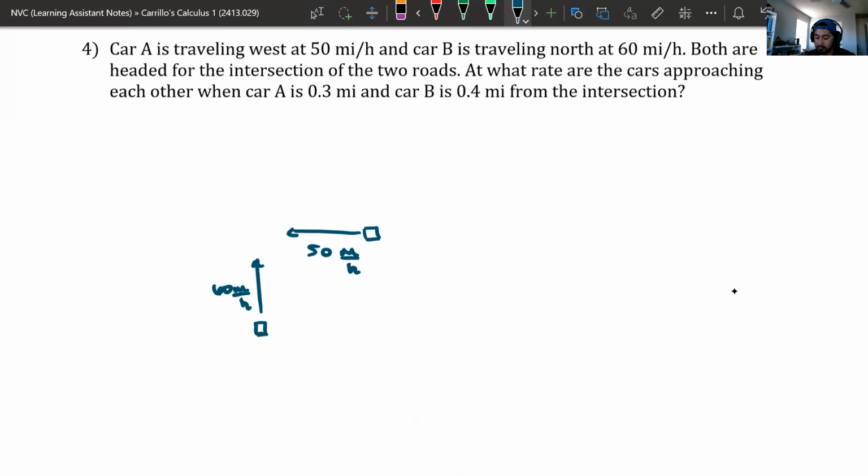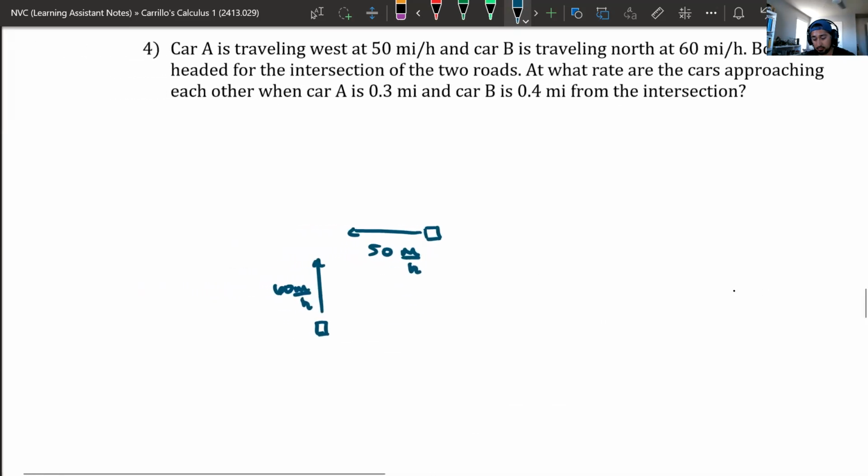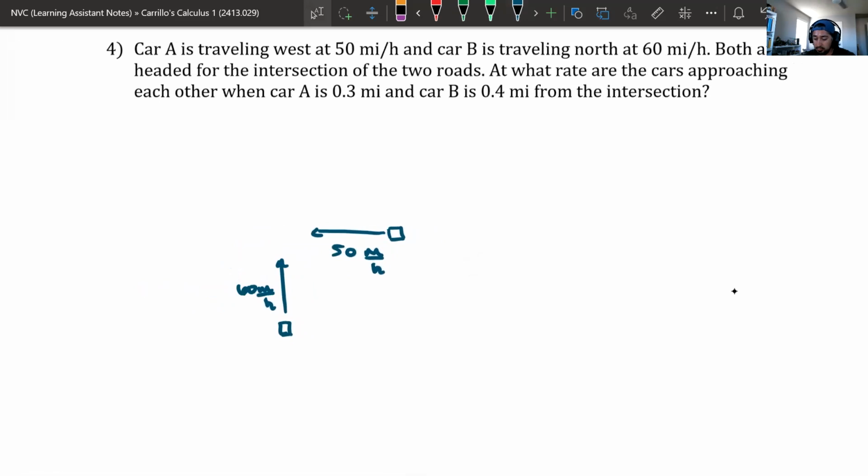At what rate are the cars approaching each other when car A is 0.3 miles and car B is 0.4 miles from the intersection? Okay, so let's write what's given to us in terms of unknowns, right? So car A is traveling west, meaning it's traveling in a horizontal direction. So I'm going to say x prime will be 50 miles per hour.